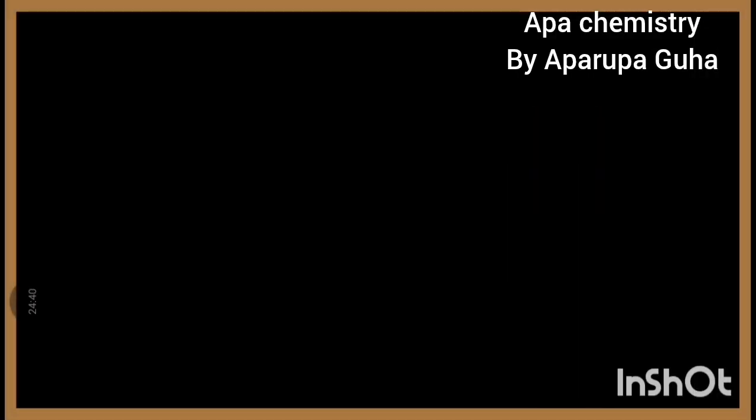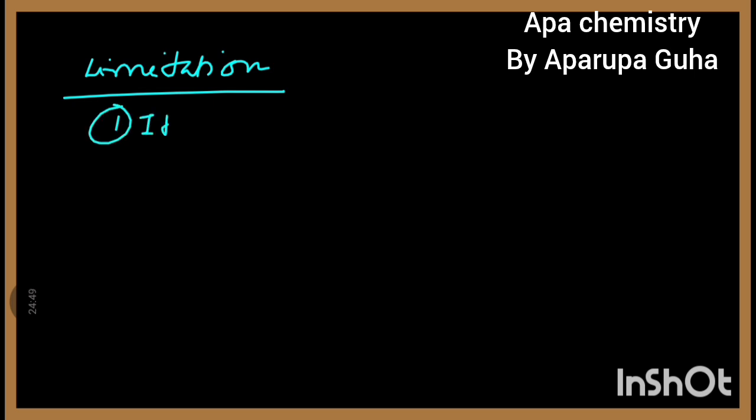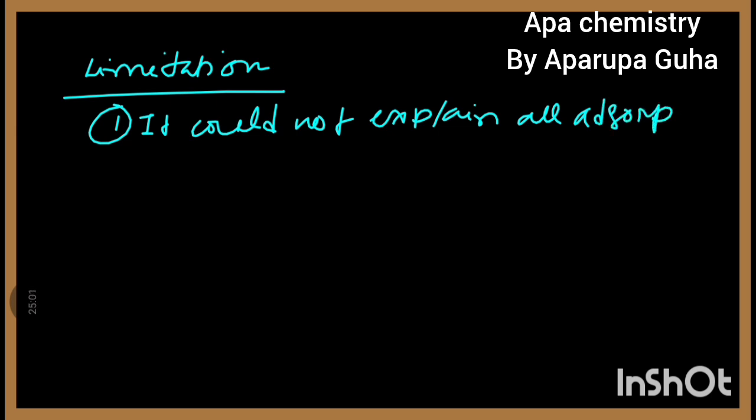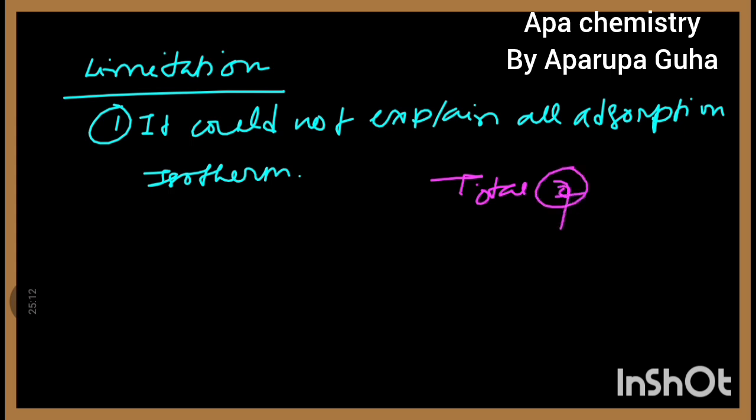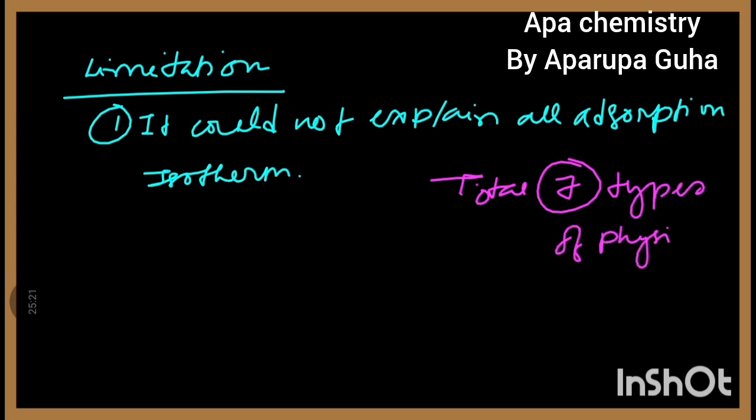So there should be a limitation. The limitation is that it could not explain all adsorption isotherms. That means what? There must be a total of 7 types of physisorption, right?